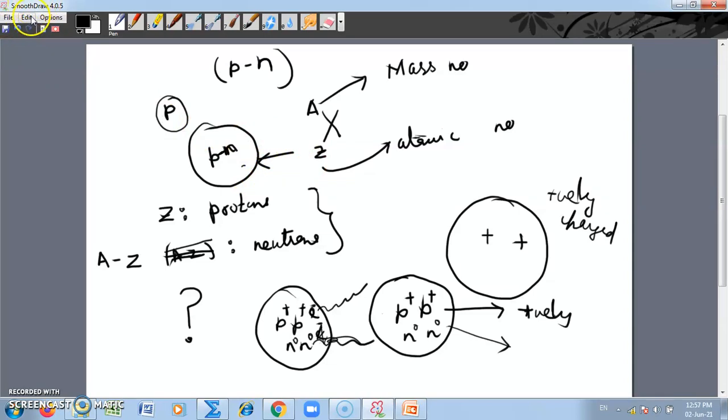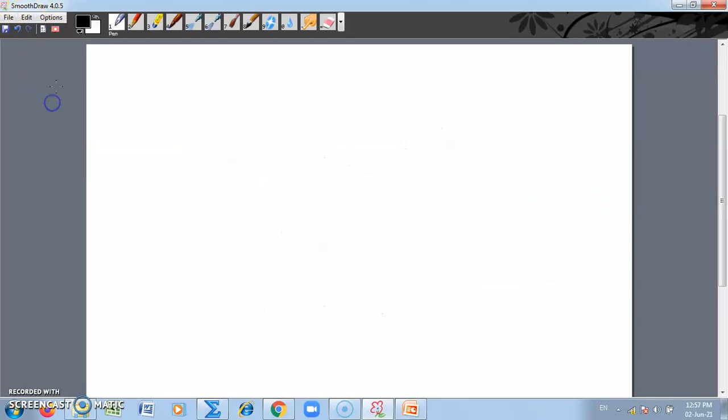First let me clear my board. You see, first let us work out the expression for density of a nucleus. Density of a nucleus.